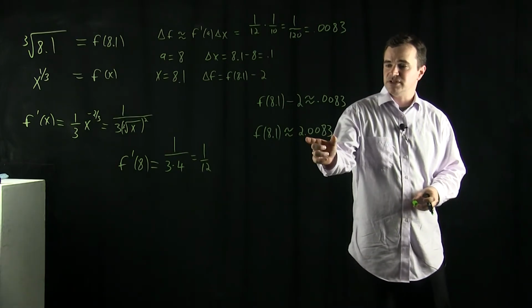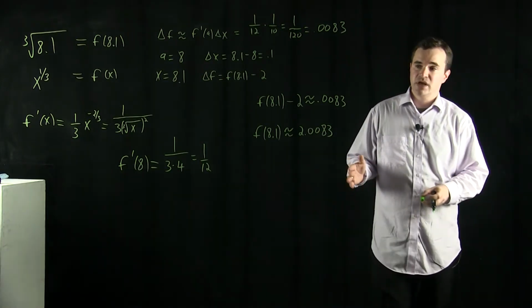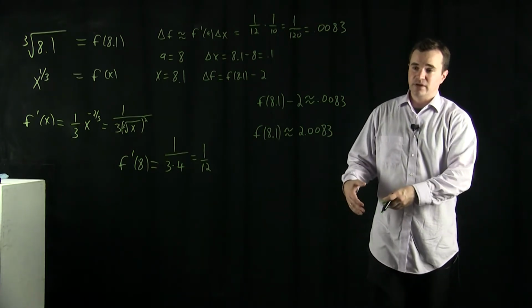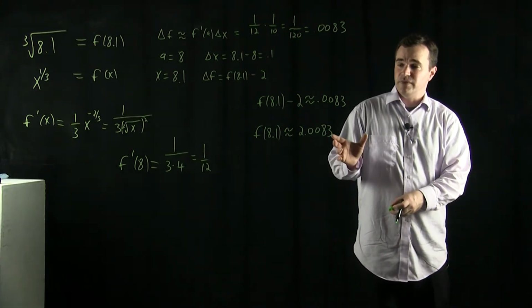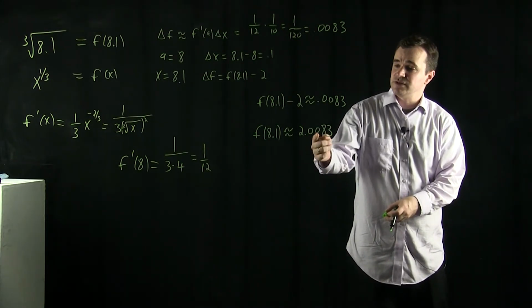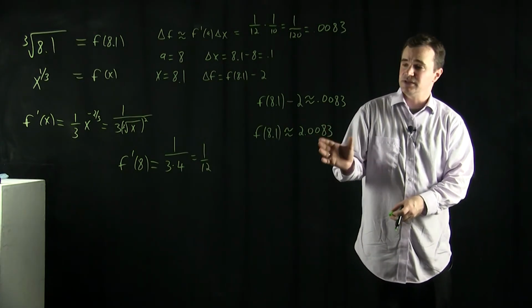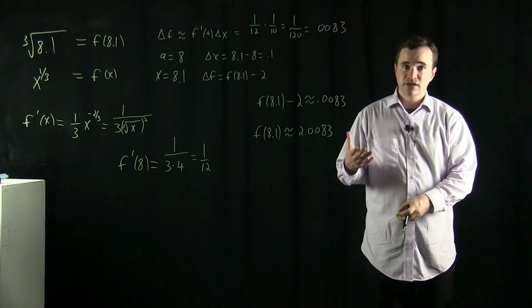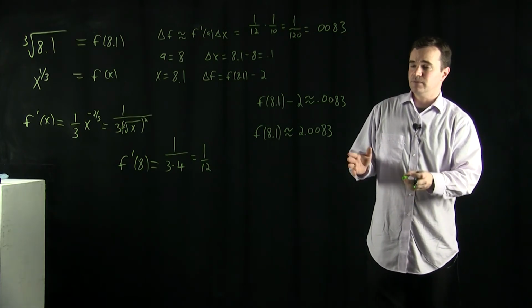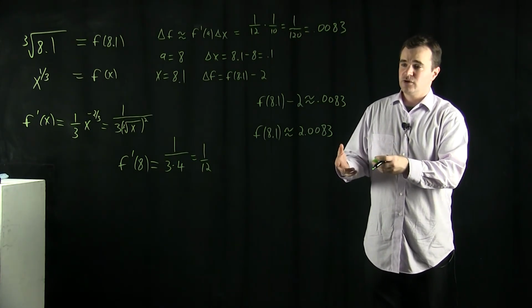And I plugged it into my calculator, what's the cubed root of 8.1, and the first 4 digits after the decimal place were 0083. So the error, the difference between the actual value and the approximate value, has to be less than 1 over 10,000 because of these first, tenths, hundredths, thousandths, 10,000ths place. These first 4 digits did match. So in this case, the linear approximation using the tangent line gave us a very good approximation to the actual value of the cubed root of 8.1.